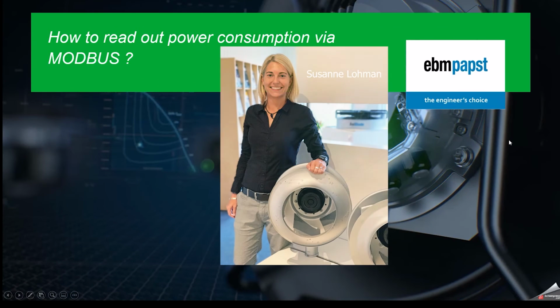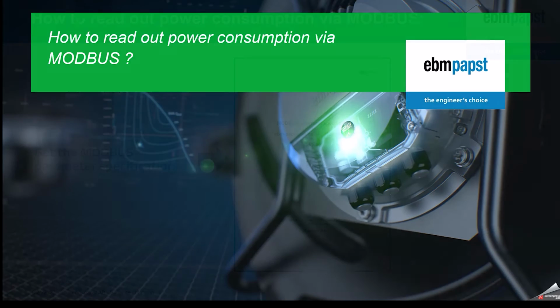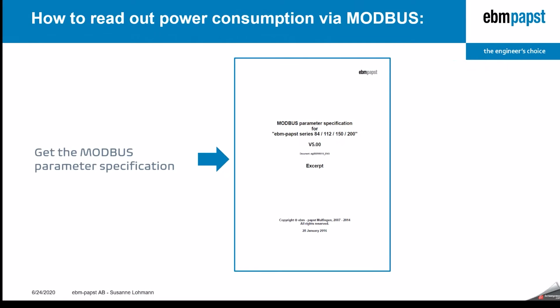Hello, today I will show you how to read out power consumption via Modbus. First of all, you need to get the Modbus parameter specification for the different EBM Papst products. In case you don't have one, just get in touch with your EBM Papst sales contact.